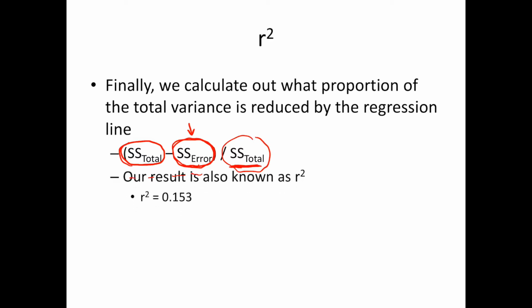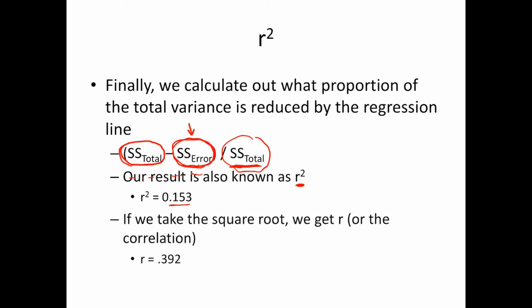And our result here is known as r squared. For this one, our r squared equals 0.153. And if we take the square root of this, we get r, or the correlation coefficient. So here we get r equals 0.392. We've seen what those r's looked like in weeks past, but I just wanted to show you how you end up deriving it in the first place.